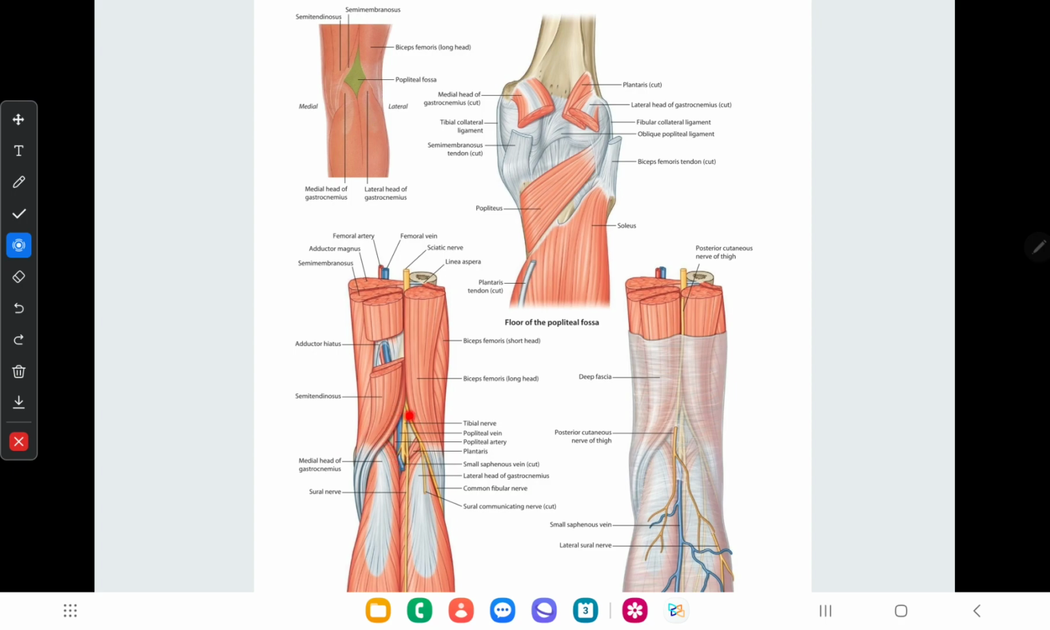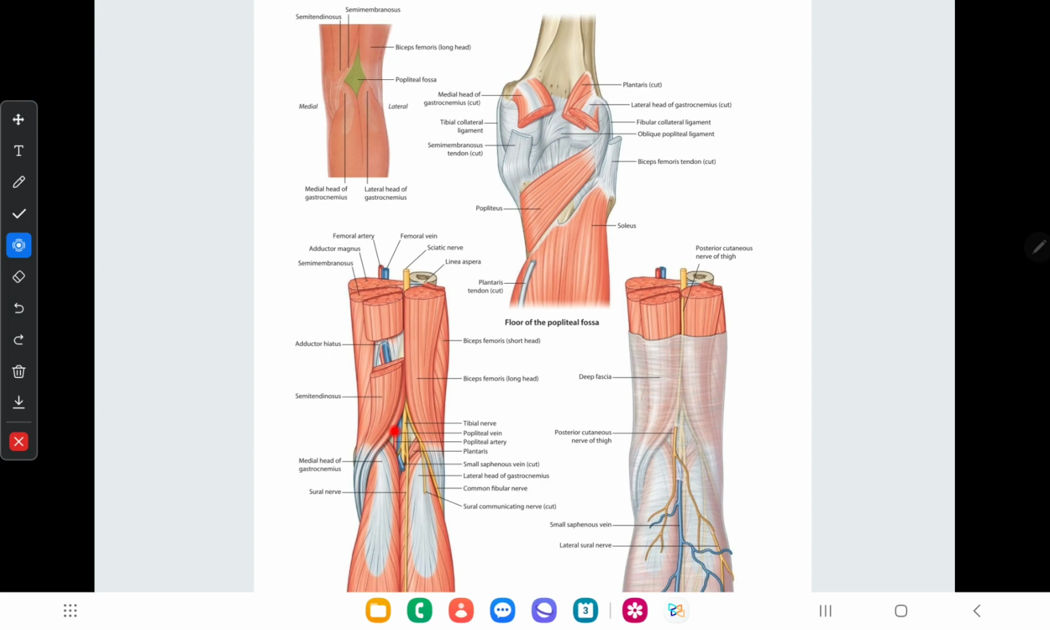Here in the popliteal fossa you can see this popliteal artery is the deepest one. That means the popliteal artery is anterior to the popliteal vein and tibial nerve. Here you can see it is a deeper structure. Usually you cannot feel the popliteal pulse in the popliteal fossa.